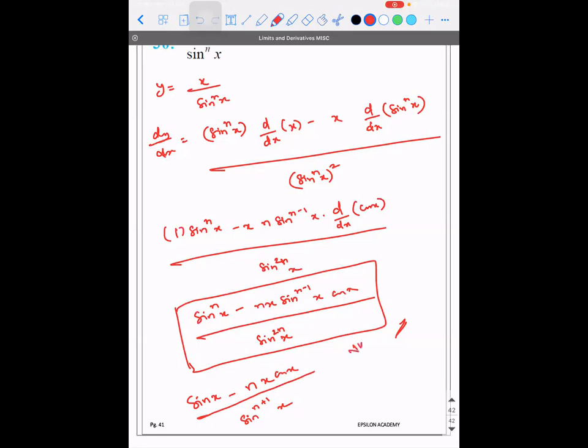See, if I take out sin power n minus 1 into x outside, then it will be sin x minus nx cos x, the whole divided by sin power 2n into x. This and this will get cancelled. Sin power n plus 1 times. Did you understand that? Yes, sir. So that's the answer. Both are right. You can leave it like this also.